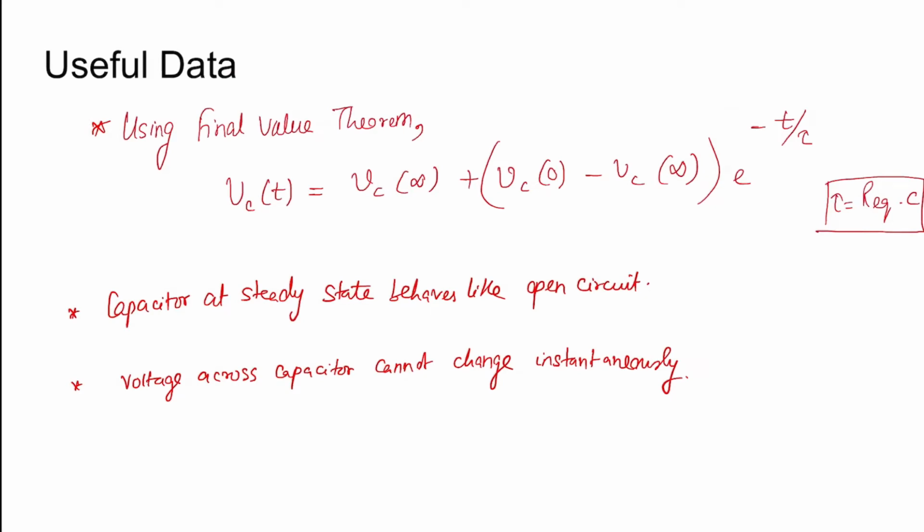Useful data is that using the final value theorem, the capacitor voltage as a function of time can be written as the final voltage of the capacitor at t tending to infinity plus the difference of the initial and the final voltage of the capacitor into e to the power minus t by tau, where tau is the time constant represented by R equivalent of the circuit into C. The capacitor at steady state behaves like an open circuit, and the voltage across a capacitor cannot change instantaneously.